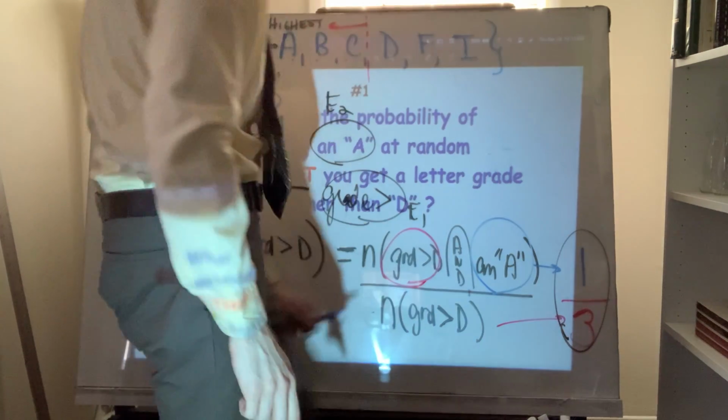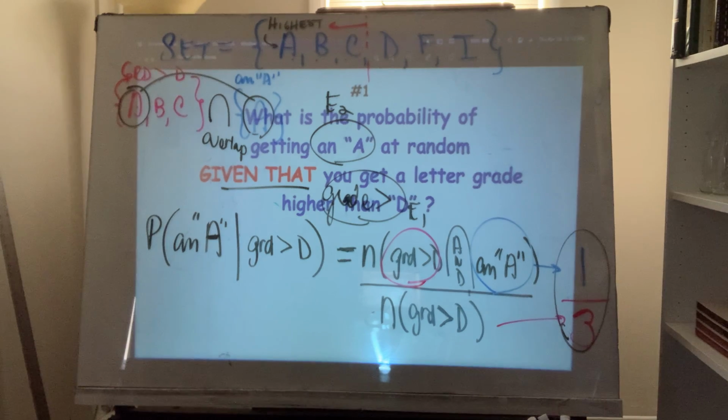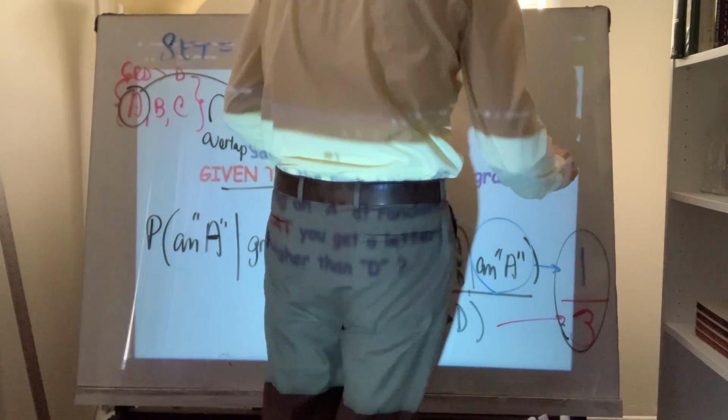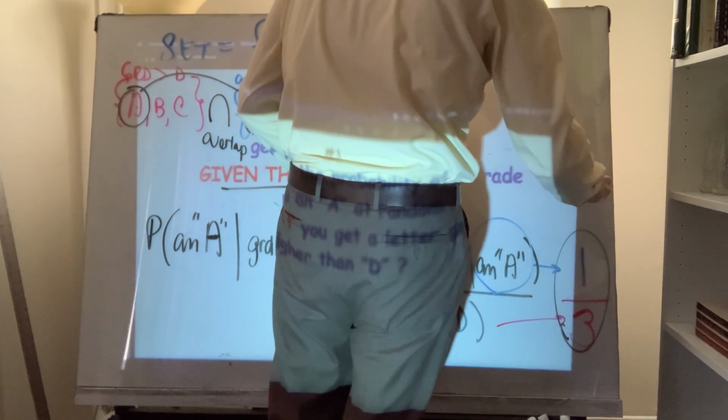1/3, right? So what is the probability of getting an A at random, given that you get a letter grade higher than D? 1/3. So a 33 1/3% chance.